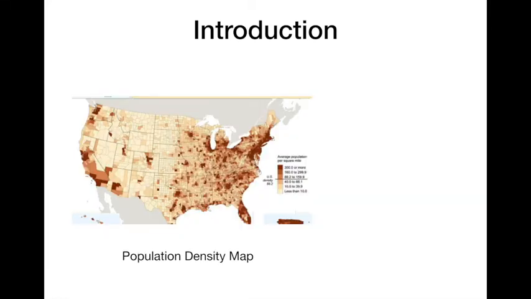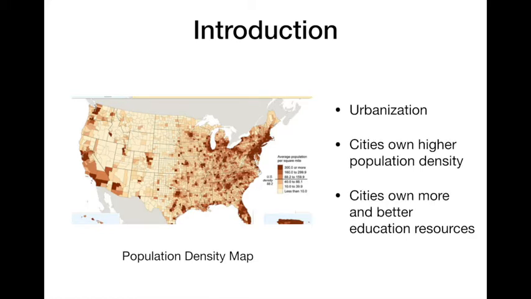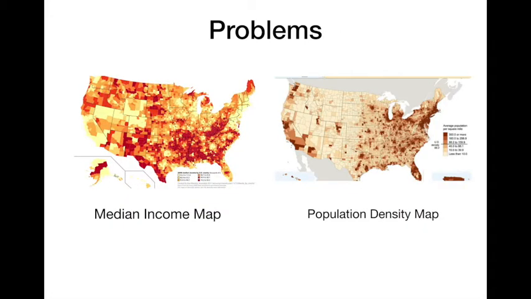This is a population density map. From this map, we can see the urbanization in the United States. And as we know, cities have higher population density and more and better education resources. So when we put these two maps together, we may find some interesting facts.